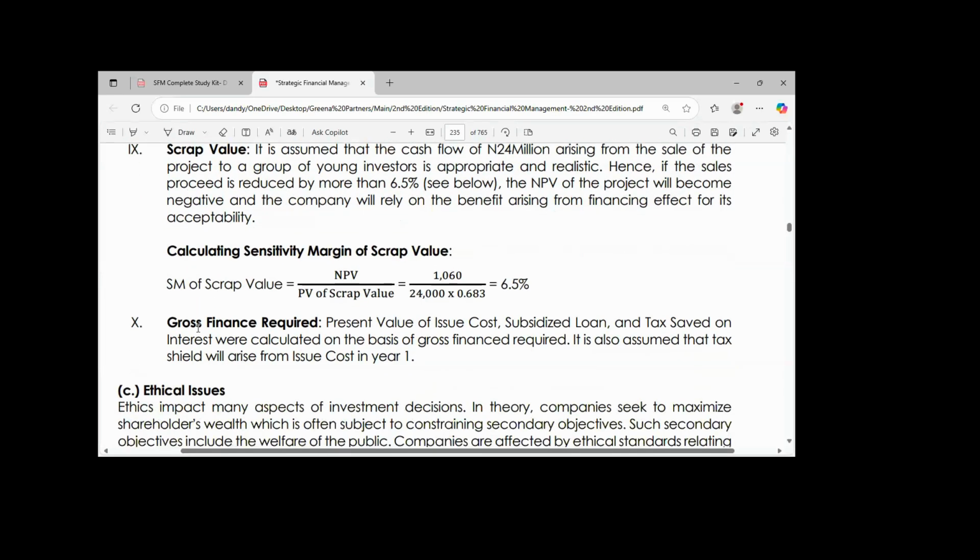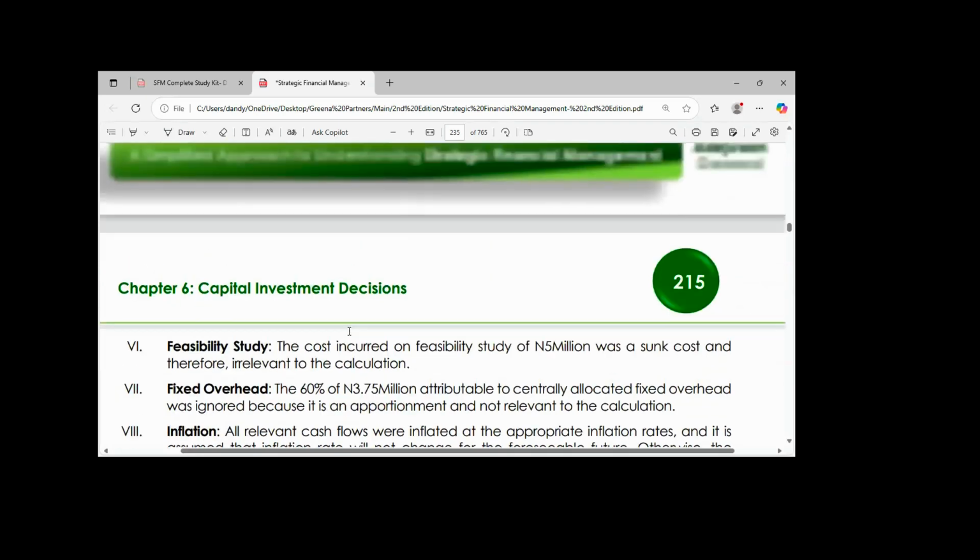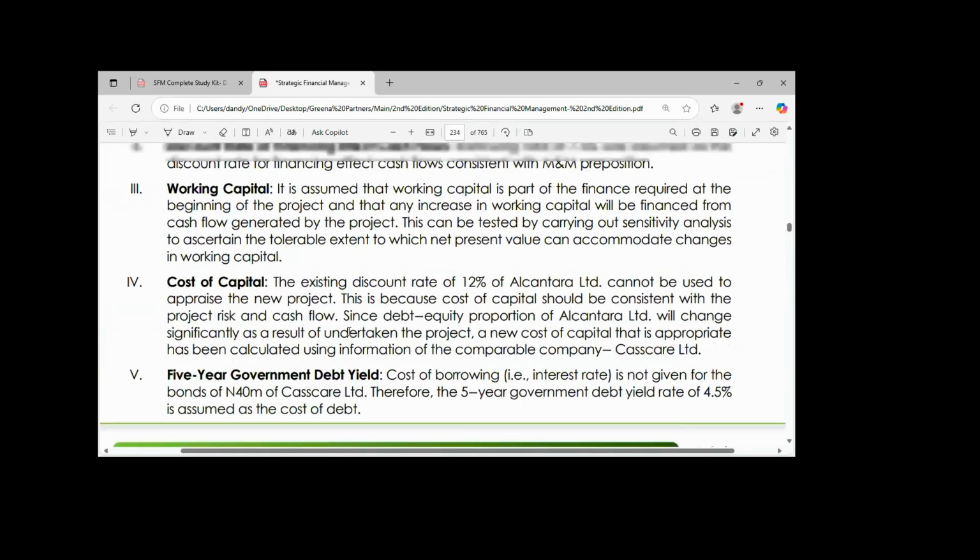Then lastly, I talk about the gross finance required. The present value of issue cost, subsidized loan, and tax saved on interest were calculated on the basis of gross finance required. And it is assumed that tax shield will arise from the issue cost in year 1. So all these are the assumptions I made in the calculation.